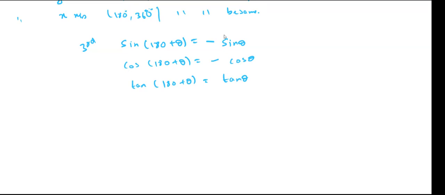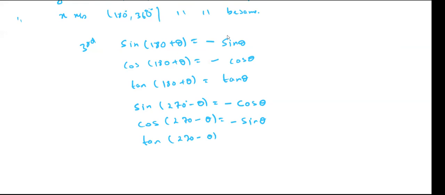Hai na? Chalo. Now, in same way, can I say, sir, what is sine 270 degree minus theta? Here, the reference angle is taken from which axis? X-axis, y-axis. Y-axis, correct. Right? So it is in the third quadrant now. So it will be negative and the ratio will change. So cos theta. What about cos 270 degree minus theta? Minus sine theta. Very good. And tan 270 degree minus theta. Cot theta. Awesome.